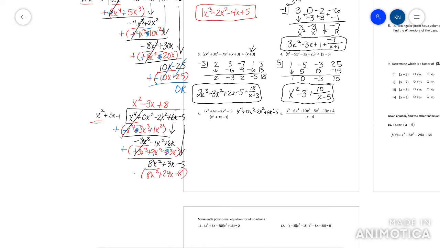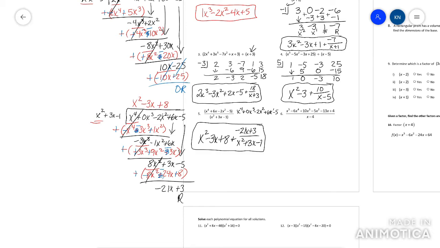Now comes the minus parentheses. Change all these signs. Combine, and you'll get negative 21x plus 3. So this is my remainder because I'm out of stuff to drop. So my answer is x squared minus 3x plus 8 with a remainder of negative 21x plus 3 over, I was dividing by x squared plus 3x minus 1. Sorry, it was written kind of sloppy there.